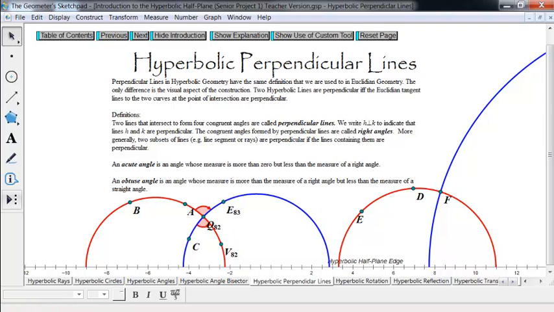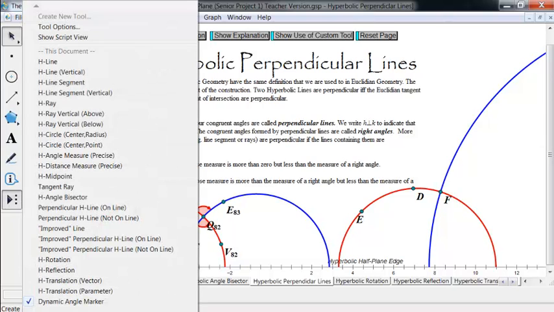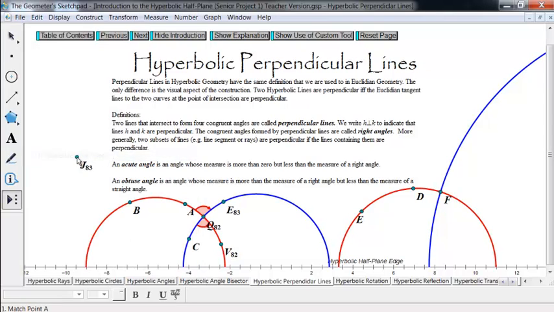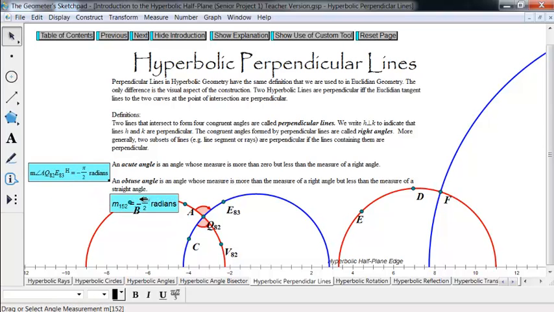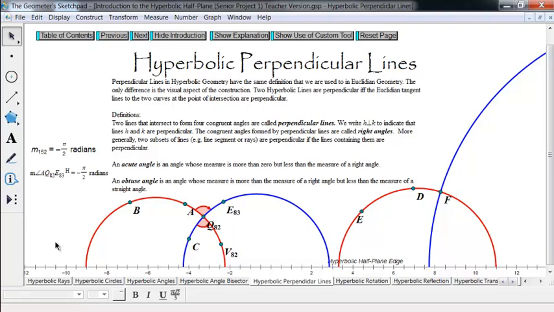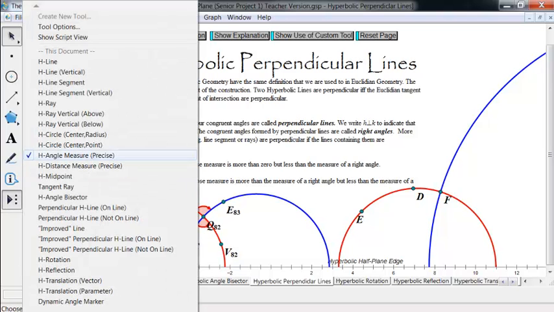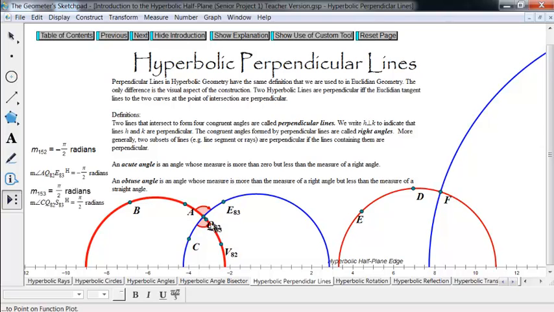Now we do have an angle measure tool. Let's see, angle measure precise, let's use that one. So if we click on this point, this one, and this one, that's going to measure it in radians, and notice it did turn out to be exactly negative pi over 2 radians because of the order I did it. So that's a right angle. If we do the same thing for this one here, that one also turns out to be a right angle.